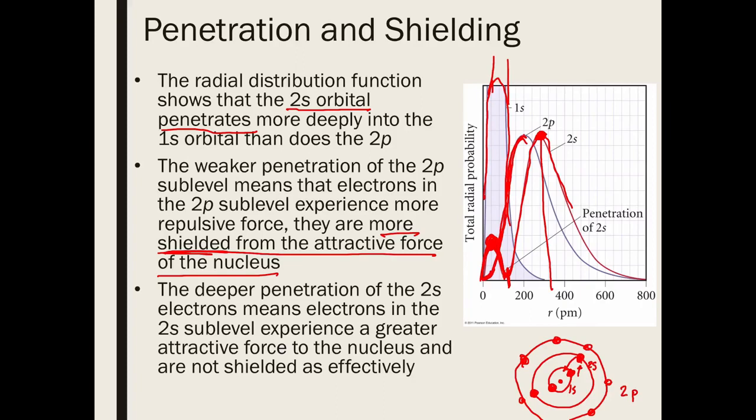So here, this last bullet point says, the deeper penetration of the 2s electrons means that the electrons in the 2s sublevel experience a greater attractive force to the nucleus and are not shielded as effectively. Looking at this graph, the 2s electrons have this hump here. There is at least some probability that the 2s electrons can hang out even closer to the nucleus than the 2p, right? That's what we're talking about when we talk about penetration. The fact that they can penetrate means they have even less shielding effect from those 1s electrons because they can hang out in the same area. This is what we are talking about when we talk about penetration and shielding.